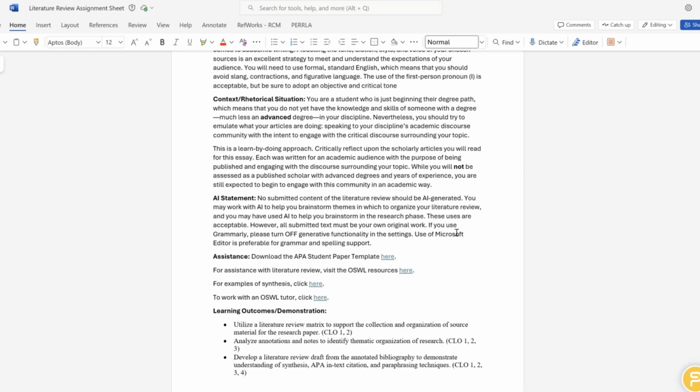But at the same time, we want you to try to begin to emulate it. Begin to try to walk in their shoes, because you are speaking to that academic discourse community, even though we know you're not trying to be published. We call this a learn by doing approach.